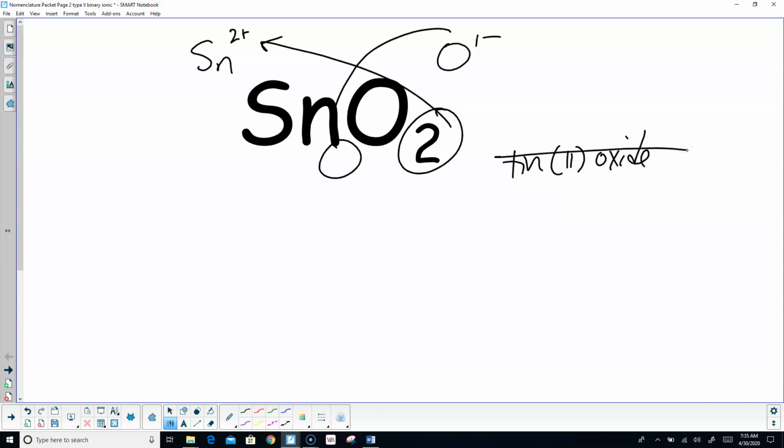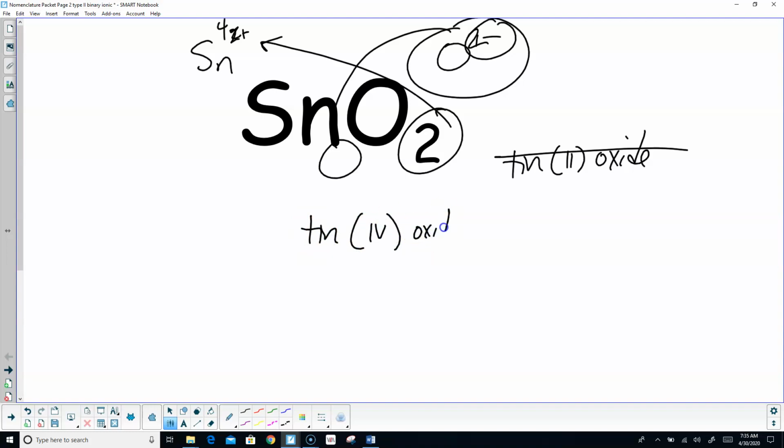That's actually incorrect. What you have to remember is anytime you're looking at one of these with a transition metal, you have to look at the anion and ensure that its charge matches what its charge should be. If you look at oxygen, it doesn't have multiple charges. It has one charge. It's negative 2. It cannot be negative 1. So what do we have to do? Well, if it's negative 1, you have to double it. If you double 1, you double them both. So this is actually tin Roman numeral 4 oxide.